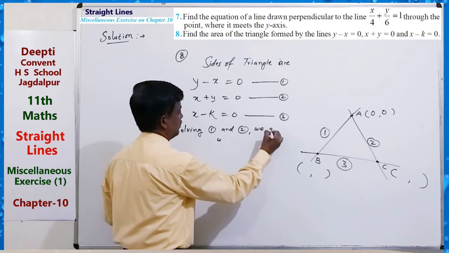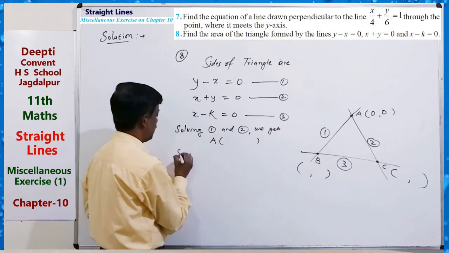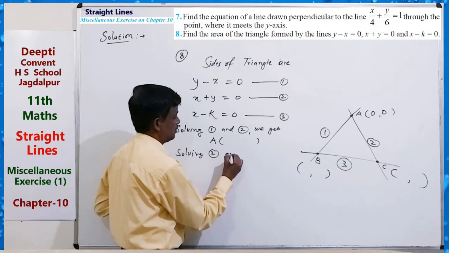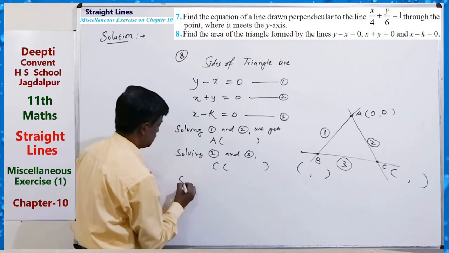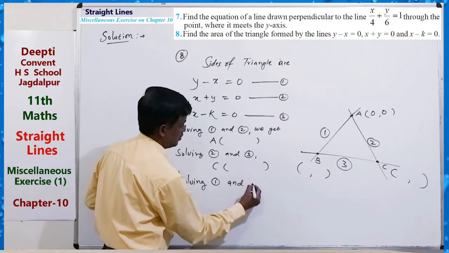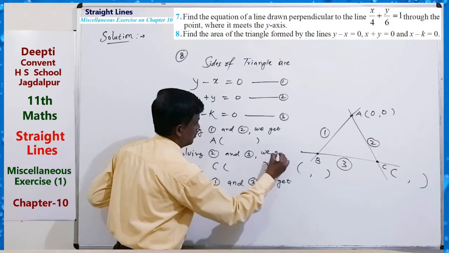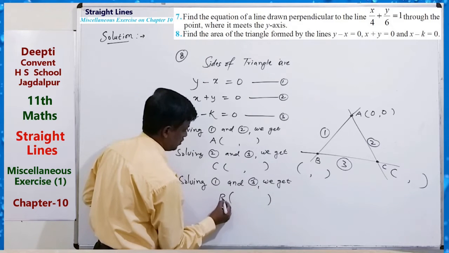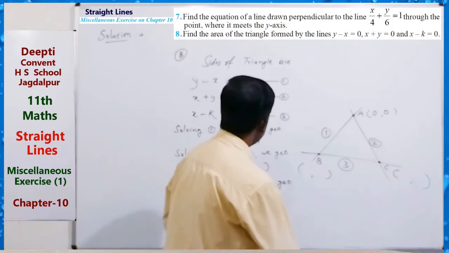We get A. Solving 2 and 3 means C. Solving 1 and 3, we get a point. This is 0, 0. A is 0, 0. Okay. Now solving these two.